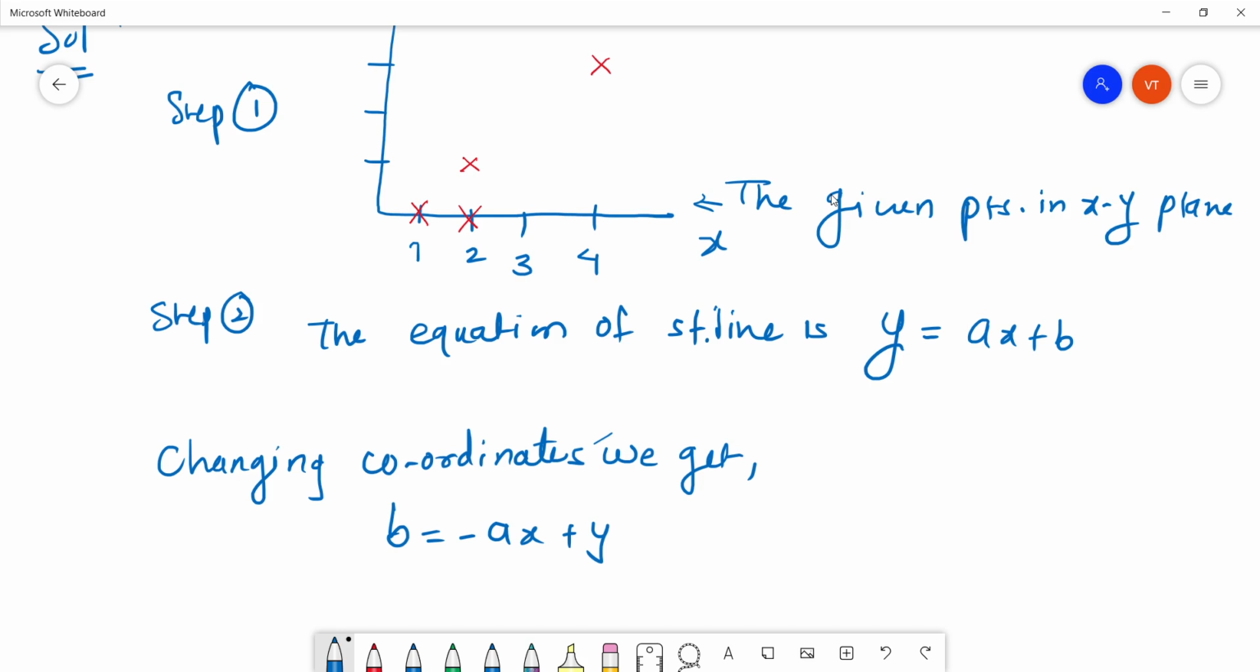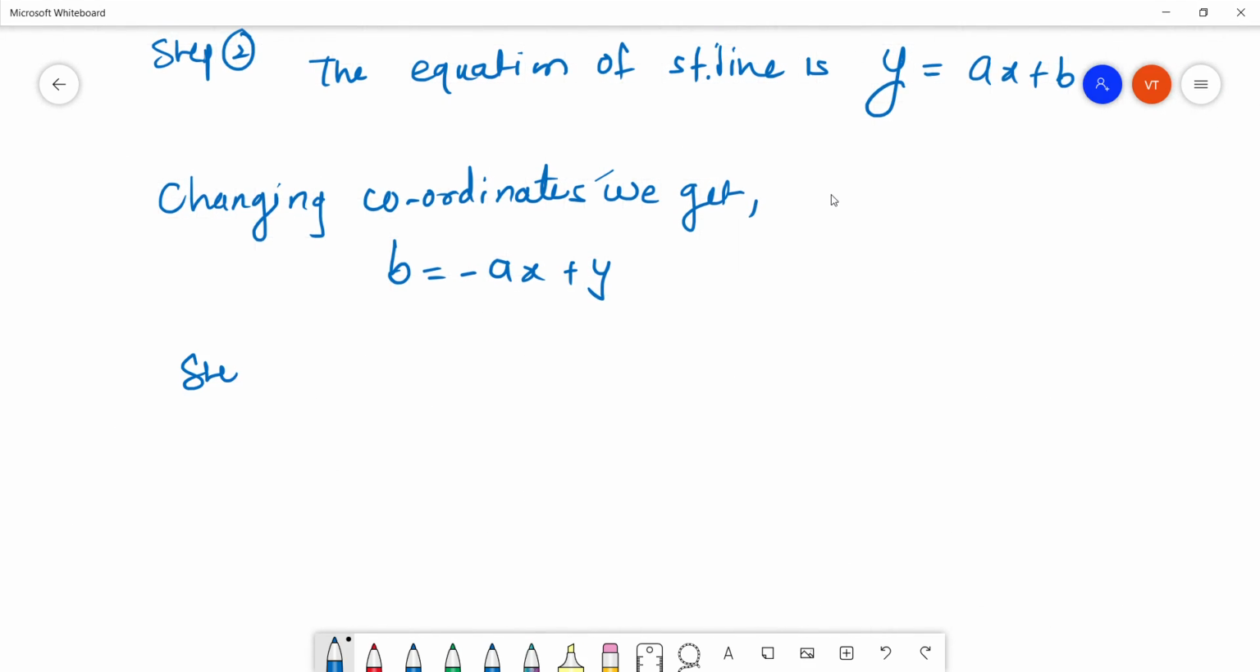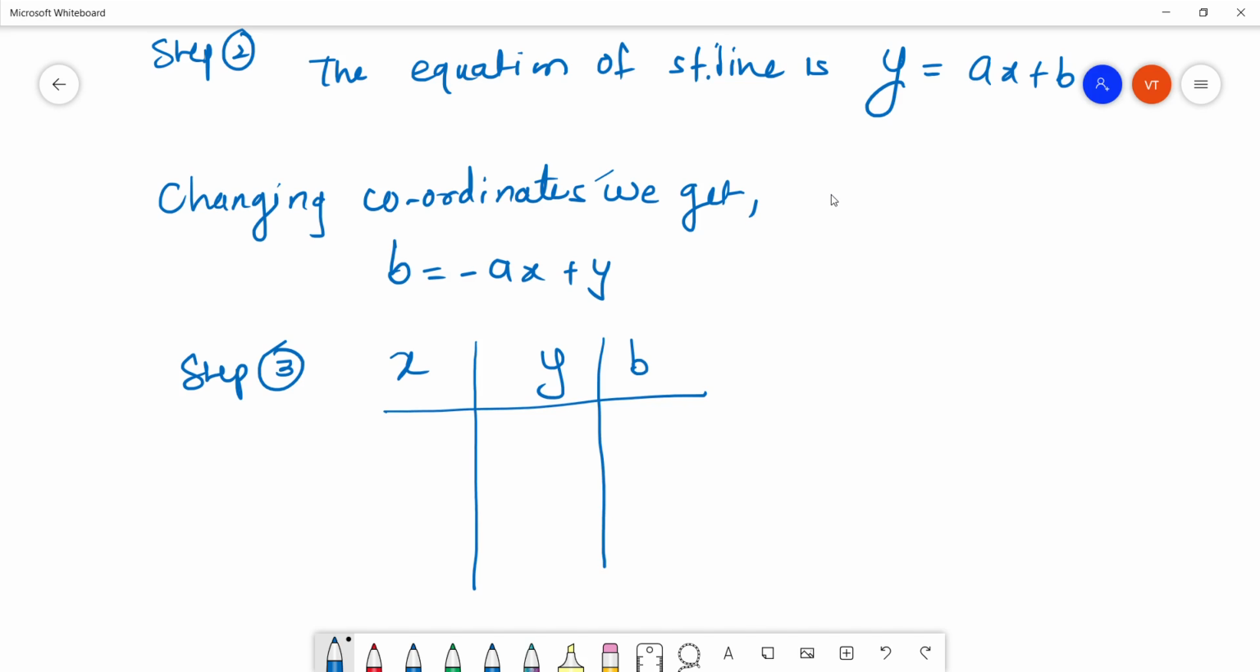Now step 3: we will plot a table, with x and y, and we want to find the corresponding values for b equal to minus ax plus y. So the first point is 1, 0, the second is 2, 1, then 4, 3 and 2, 0.